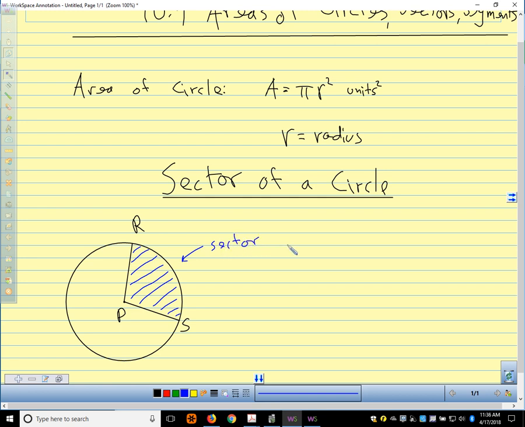And we name a sector the same way we name angles. So I'm going to call it sector RPS. The letter in the middle is the center of the circle. Just like with an angle, that middle letter has to be the vertex of the angle. And the sides of the sector are radii. That's a radius, and that's a radius.